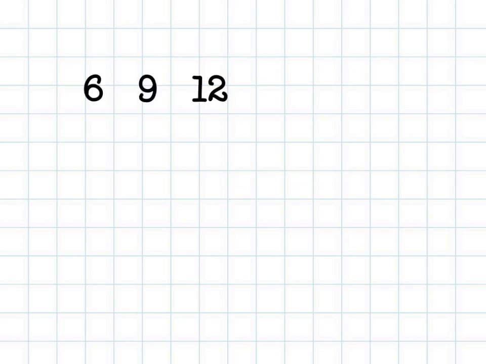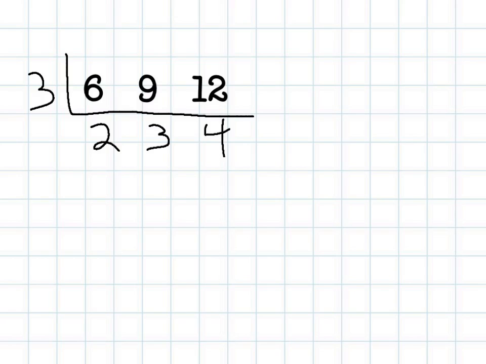If we have 6, 9, and 12, put our upside down L bracket. What number goes into 6, 9, and 12? The answer is 3. Well, 3 goes into 6 2 times, 3 goes into 9 3 times, 3 goes into 12 4 times. Now, some of you may think we're already finished. However, we're not finished. And the reason we're not finished is 2 and 4 can both be simplified.